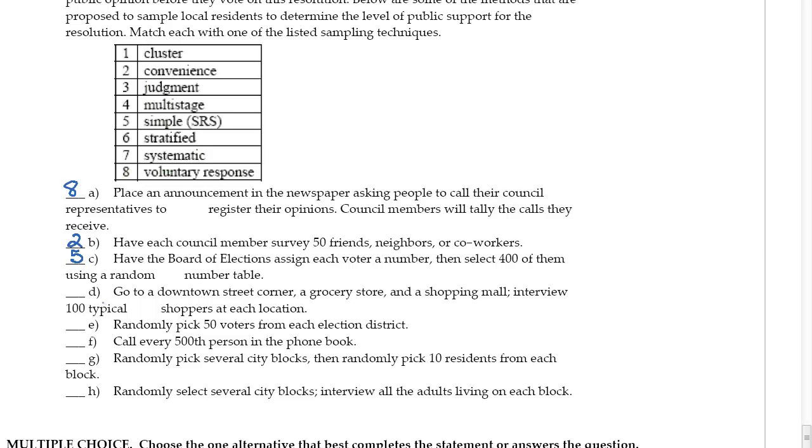Go to a downtown street corner, a grocery store, a shopping mall. Interview 100 typical shoppers at each location. Okay, so this one is judgment. Now, we didn't talk about judgment very much in class, if at all, right? But if you're going to a downtown street corner or a grocery store or a shopping mall, you're making a judgment that these are going to be typical individuals, that the shopping mall is going to be representative, okay? And so that's a judgment call.